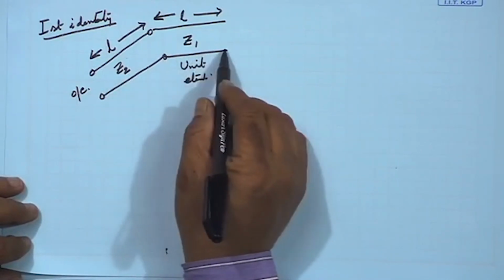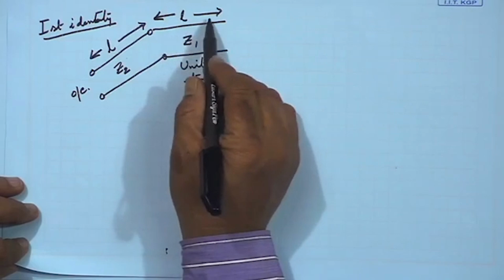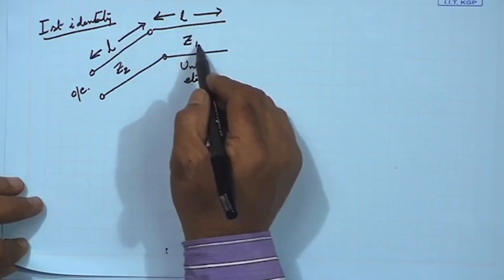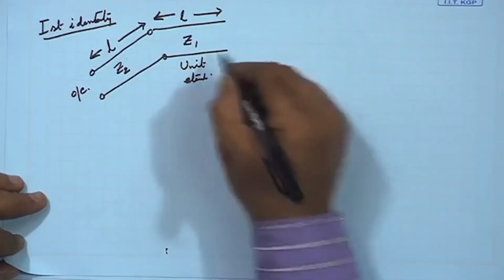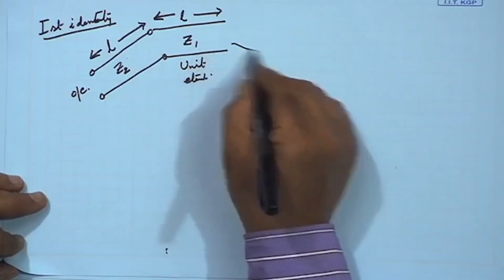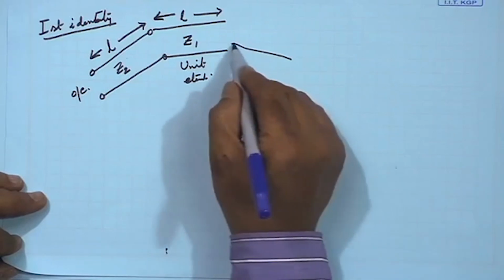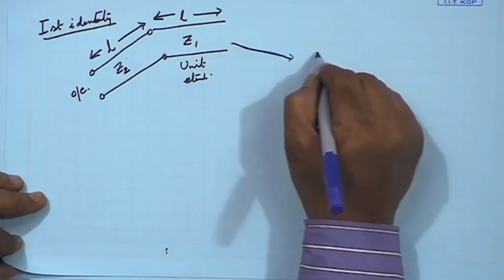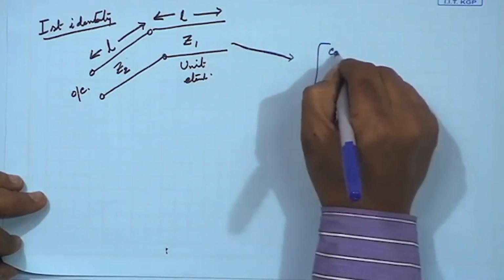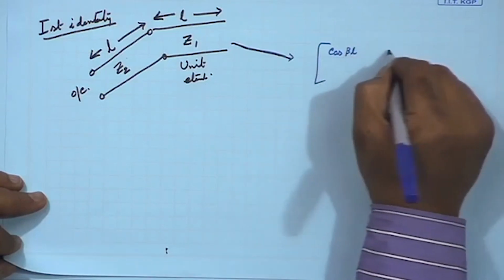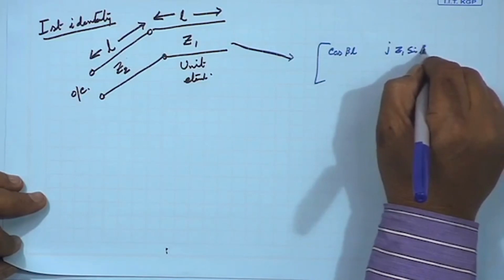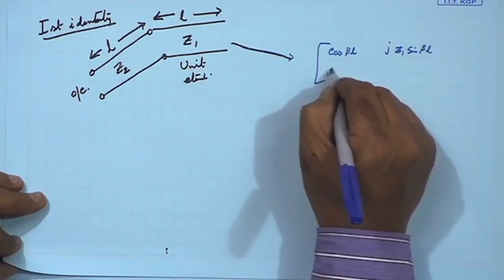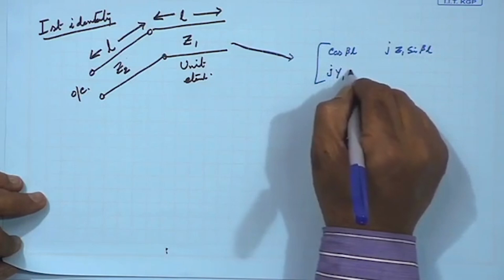If I have a transmission line of length L and characteristic impedance Z1, I know its ABCD matrix. For this particular one, the ABCD matrix will be cos beta L. This we have done earlier, how to find the ABCD matrix. So, in earlier NPTEL lectures you can refer.